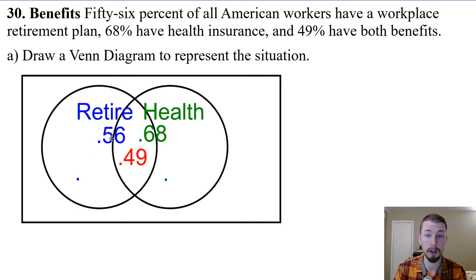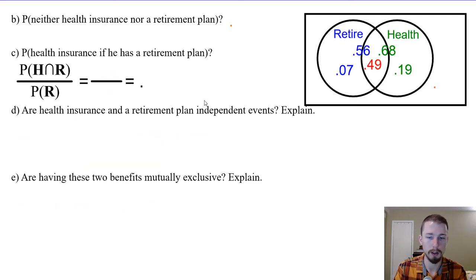All right, number 30. 56% of all American workers have workplace retirement plans. So 56% is the marginal. 68% have health insurance, and then 49% have both. If we subtract, that gives us a difference of 7% that only have retirement but no health insurance. And if we subtract these two, that gives us 19% that have health insurance but not retirement. So there's our Venn diagram. We could add those together and subtract from 1 to get the part on the outside, which I guess we are interested in. So what's the probability they have neither of them?